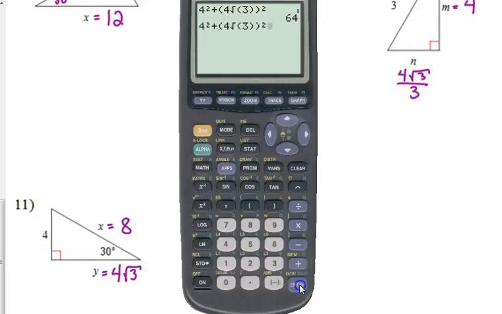If I didn't get those parentheses there, let's just say I don't even put any parentheses. I just type in what the calculator's got. Okay, it's going to tell me that it's 28. All it's doing is only squaring the square root of 3. It is not squaring 4 square roots of 3, which is the entire length of that leg. It's only squaring the square root. So you've got to make sure you get parentheses around that entire term.